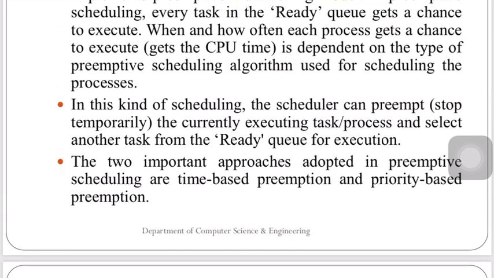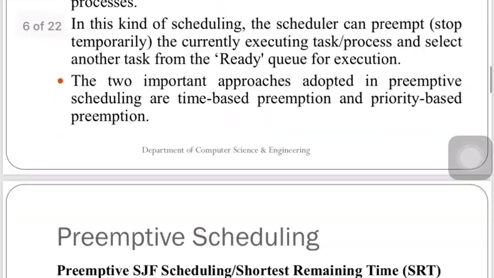So time-based means depending on the time you are stopping that particular thread or process, and priority-based means depending on the priority you have assigned to the threads. Based on that, you are stopping the current thread or process and then assigning the CPU time to another process or thread. So clear with this?